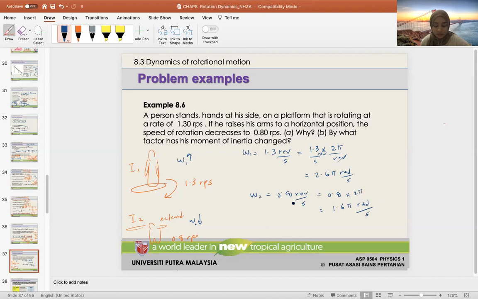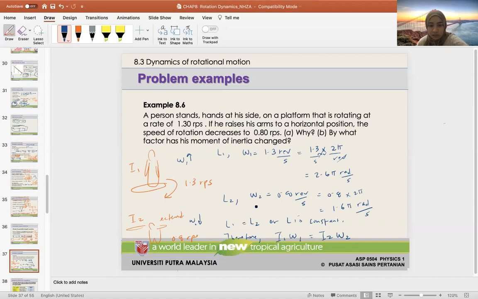And then we know that our L1 is equal to L2 because we are applying the principle of conservation of angular momentum. So L1 is equal to L2, or L is constant. You can write that L is constant. Therefore, the equation for L is I omega, right? So I1 omega 1 is equal to I2 omega 2.